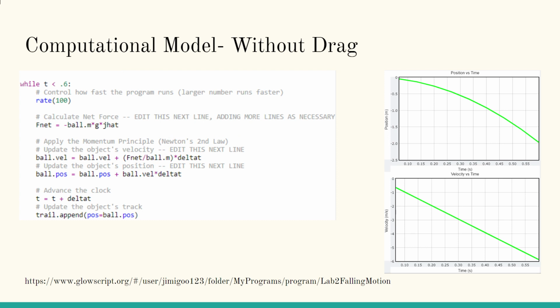The net force on the system is just gravity, which is negative mass times acceleration due to gravity. We will use the position and velocity update formulas like last lab. After the code is run, we see a constant sloping velocity versus time graph because the net force is constant. The position graph looks very similar to the experimental one.